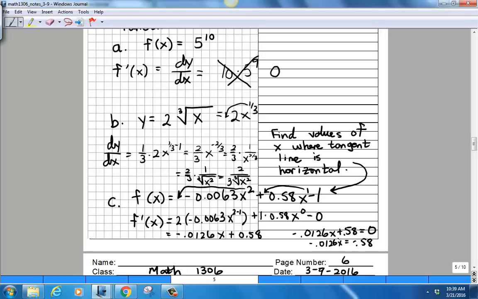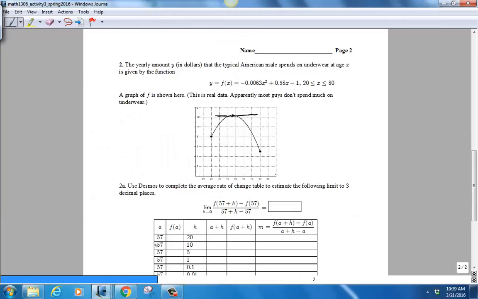So if you take minus 0.58 and divide it by minus 0.0126, what do you get for x there? Approximately 46.03? So very close to 46, right? Very, very close to 46. 46.03 and essentially 46. So that tells us exactly what we were seeing in this graph, right? It was right here. Right here is where the tangent line was horizontal, and that happens to be right at x equals 46.